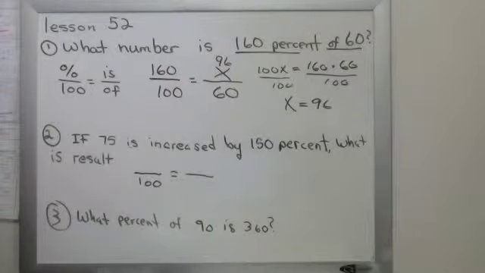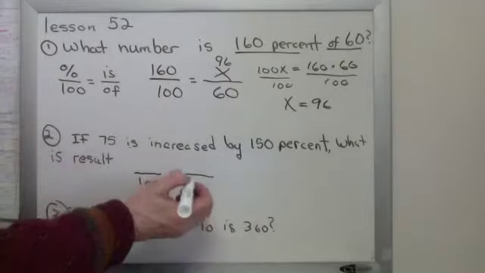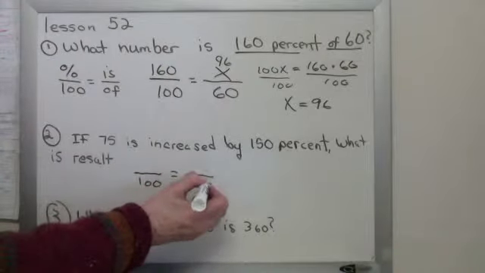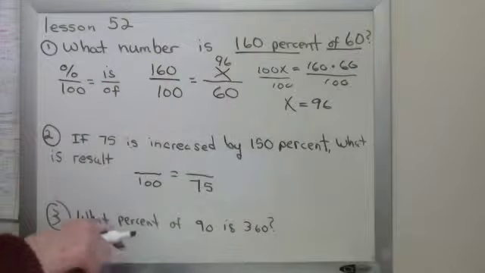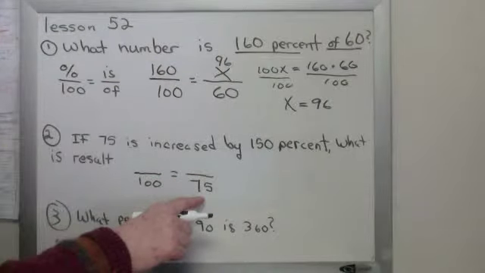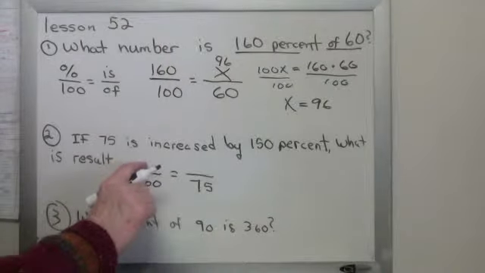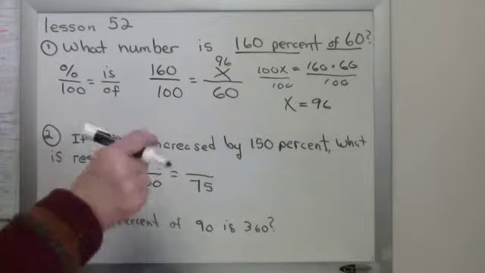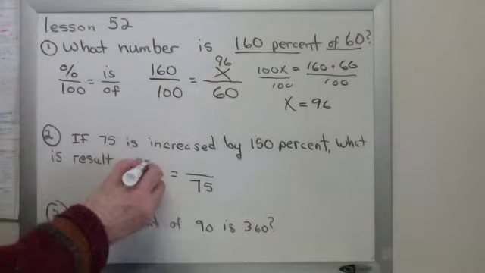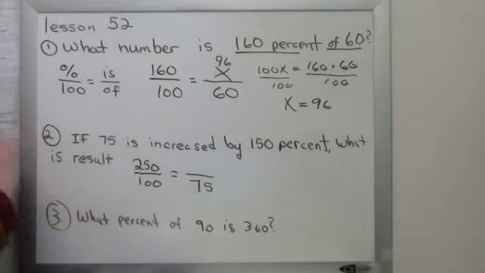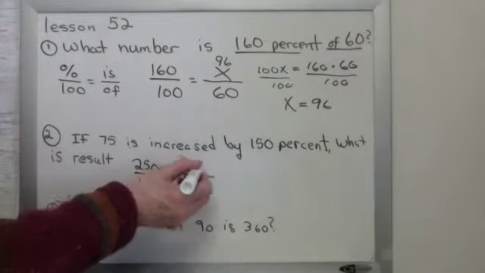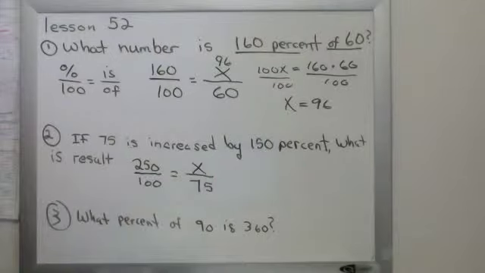If 75 is increased by 150%, what is the result? So 75 is my starting number. So that's the same thing as 100%. 75 is increased by 150%. So the percent up here is 150 more than 100. That would be 250. That one's a little bit tricky. And what's the new number? I don't know. So we're going to try to figure that out.